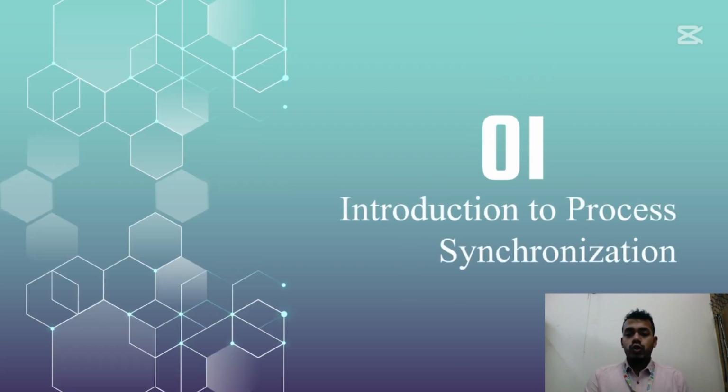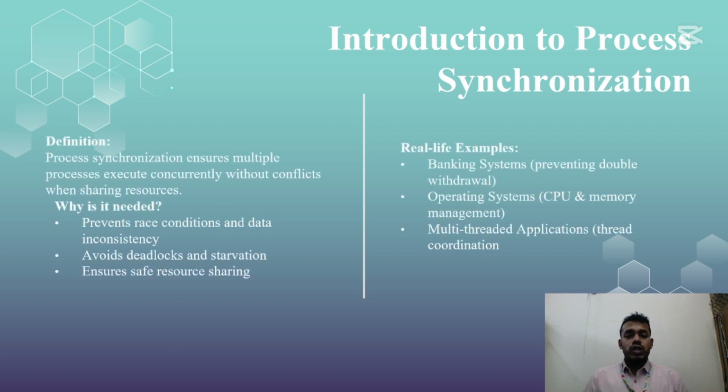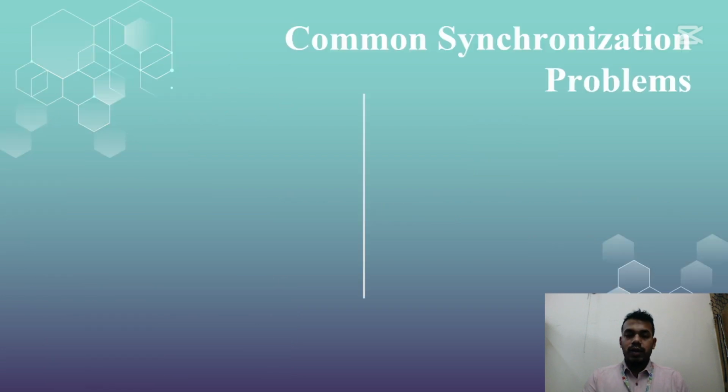At first, we have introduction to process synchronization. Let's see what is process synchronization. Process synchronization ensures multiple processes execute concurrently without conflicts when sharing resources. Why is it needed? It prevents race conditions and data inconsistency, avoids deadlocks and starvation, and ensures safe resource sharing. Real life examples are banking systems, preventing double withdrawal, operating systems, CPU and memory management, and multi-threaded applications such as thread coordination.